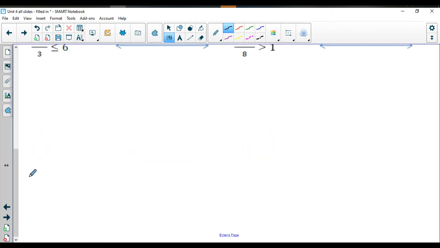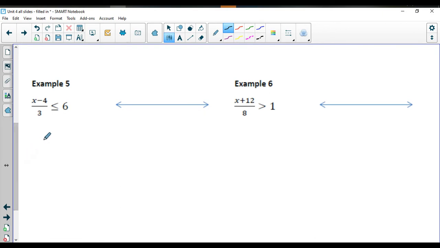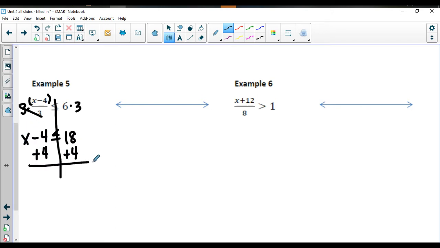In examples number 5 and 6, these are like what we saw as rule busters in the last chapter. So we're going to put the top stuff in parentheses here. And we're going to undo the divide by 3 with the times by 3. Doing that to both sides, the 3's cancel out. So we have x minus 4 less than or equal to 18. To get the x by itself, we have to add 4 to eliminate this from that side. X is less than or equal to 22. I'm going to have 21, 22, and 23. I'm going to close up my circle on 22 and shade to the left.